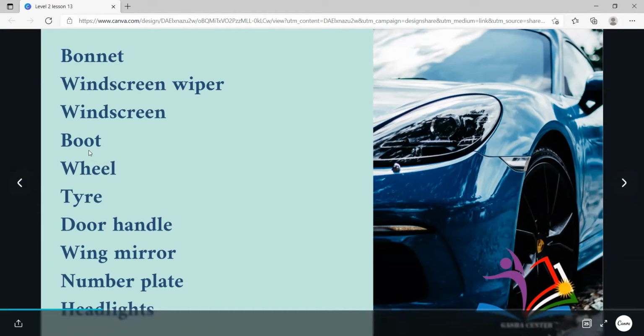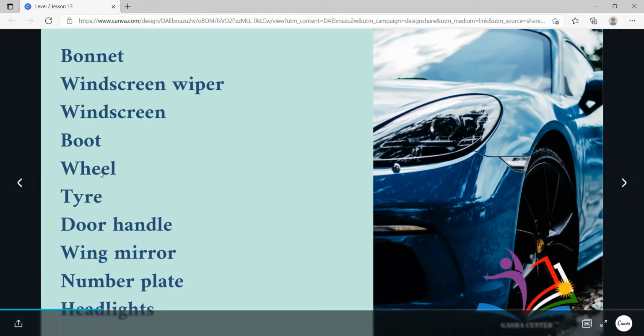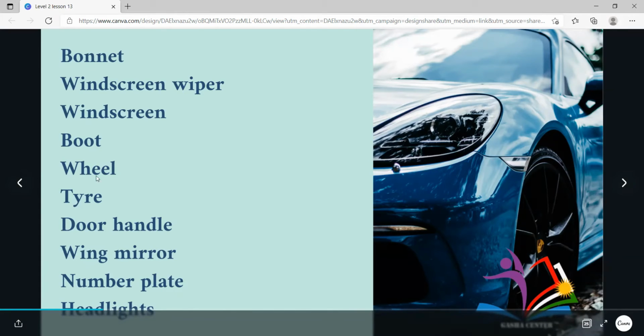What's that one? Boot. Boot and wheel. Those are all parts of car vocabulary. Wheel is tire, the same, but tire is the outer part of the wheel. Wheel means tire, but this is the inner side, and this is the outer side. This is the wheel. And this one is the tire. Can you see the icon? Yes, teacher, we can see. So this is the wheel, this is the tire.